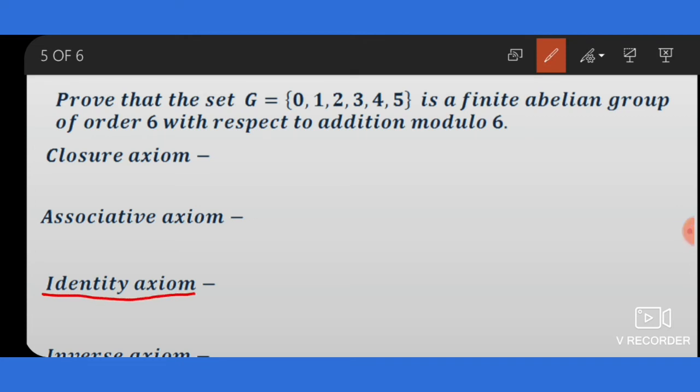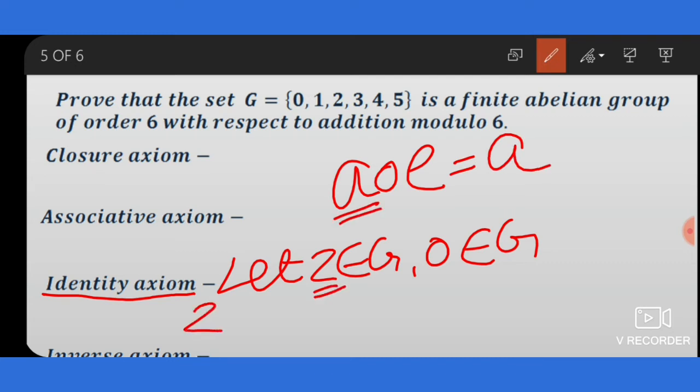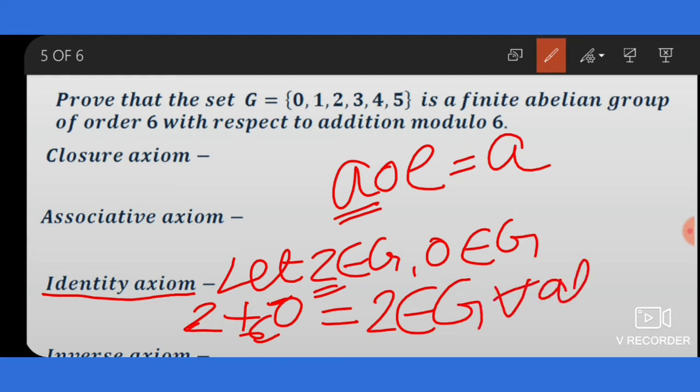Now identity axioms. Let 2 be the element of G and 0 be the identity of G. Then by definition of group, A operation E equals A. Now A means 2, and operation means addition modulo 6, so 2 plus 0, with the identity, equals 2. 2 is less than 6, so 2 also belongs to G. For all 2, 0 belongs to G. Now identity axioms are satisfied.